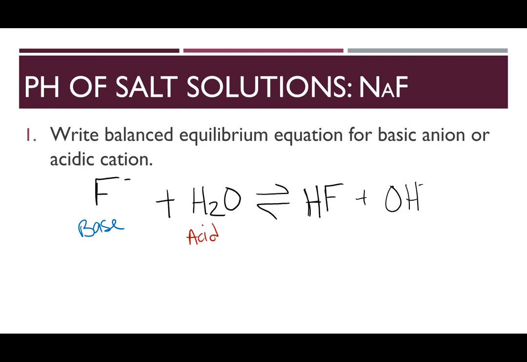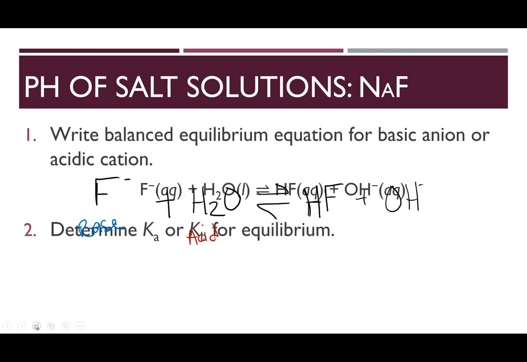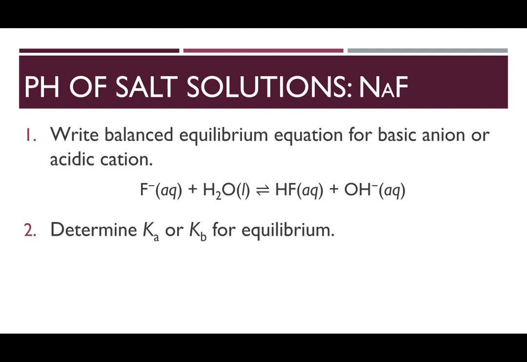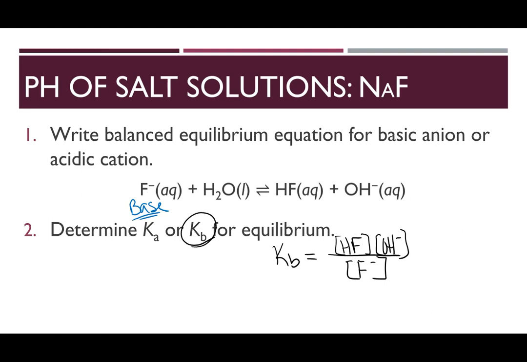Next, we're going to write a Ka or a Kb for this equilibrium equation. Again, it's going to be important to know if we're dealing with an acid or a base. In this case, we decided that this is a base. It's going to have a basic effect. So we are going to write the Kb for this equation. Kb, remember, is just products over reactants. So the concentration of the products over the concentration of the reactants. And that's our Kb for this.